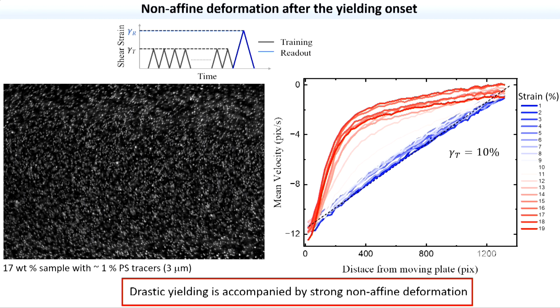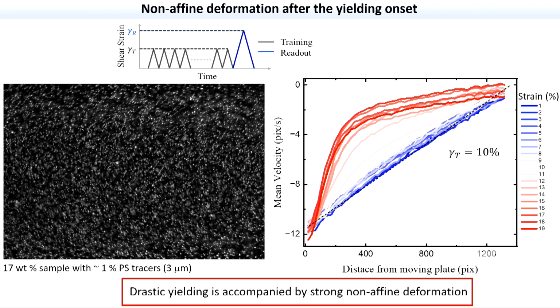By tracking these particles using particle image velocimetry, you can map out the velocity profile in the system as a function of height. This is the gradient direction, so distance from the moving blade. My apologies, because these are new data, we haven't converted to physical units yet. These are still displacements in pixels and so on.